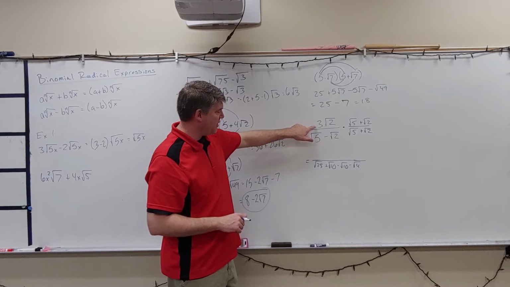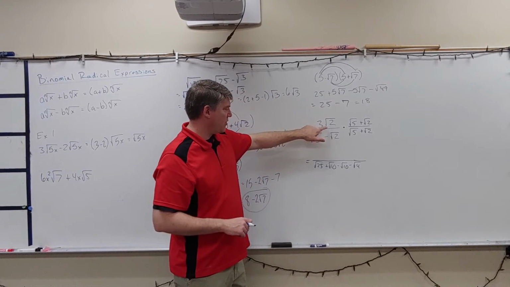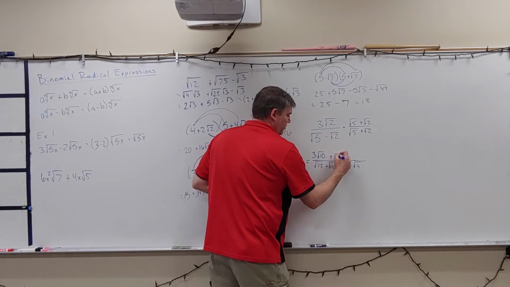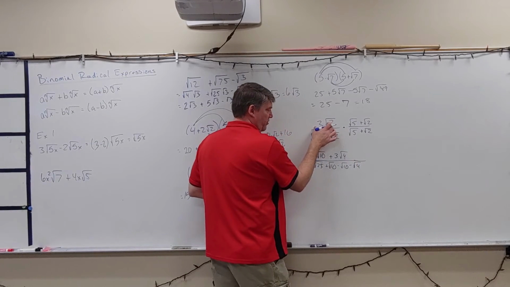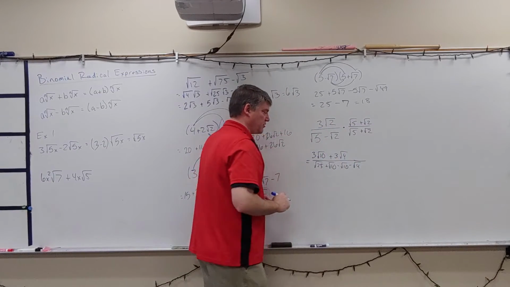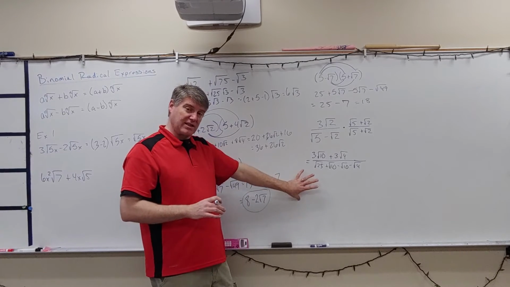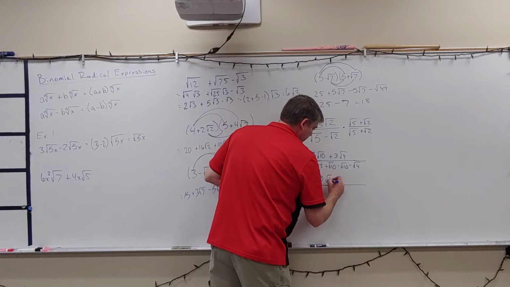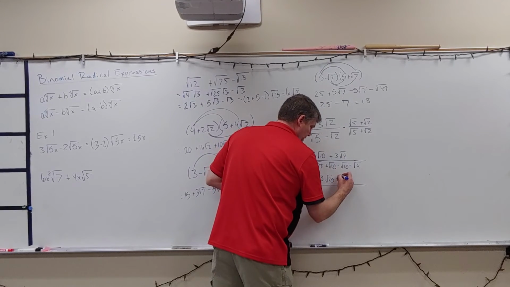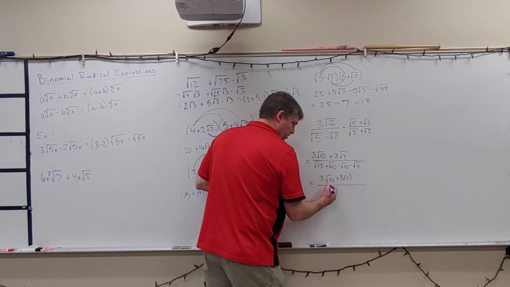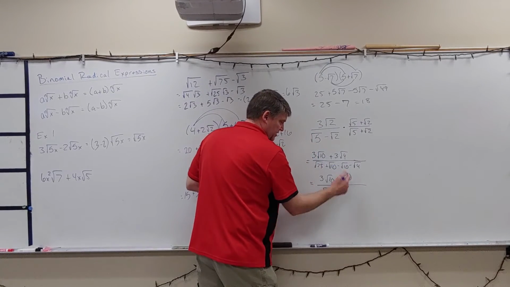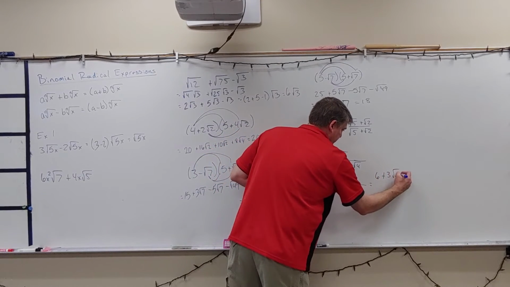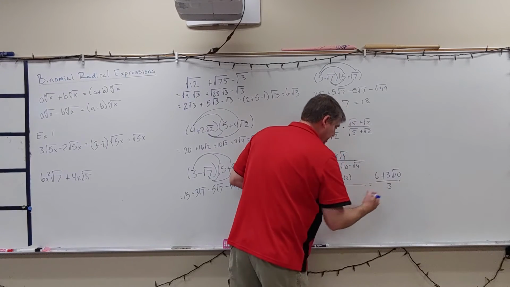Okay, now I'm going to take my top here. I have 3 square roots of 2 times square root of 5 gives me 3 square roots of 10, plus 3 square roots of 2 times square root of 2 is going to give me 3 square roots of 4. I'm not going to leave it like this. I'm going to simplify it. Square root of 4 is 2, so this becomes 3 times 2. I'm doing it step by step. On the bottom, the square roots of 10 go away, 5 minus 2 gives me 3. So I have 6 plus 3 square roots of 10 over 3.